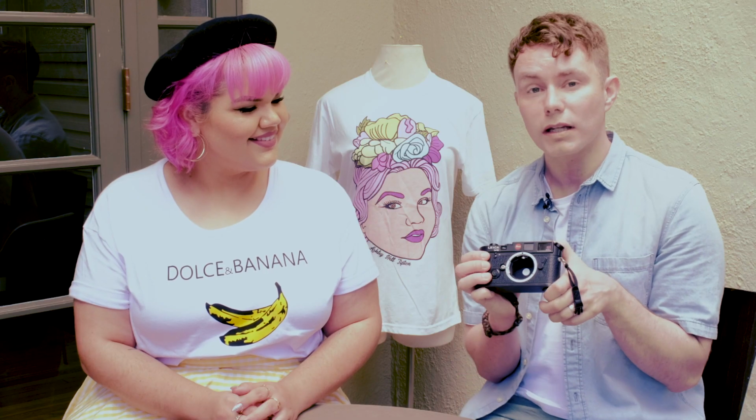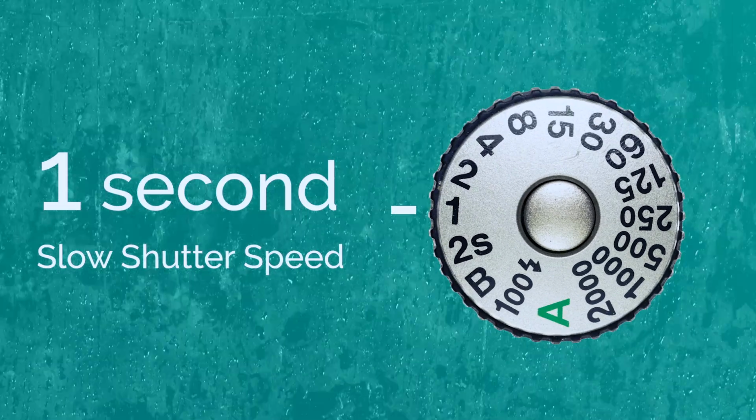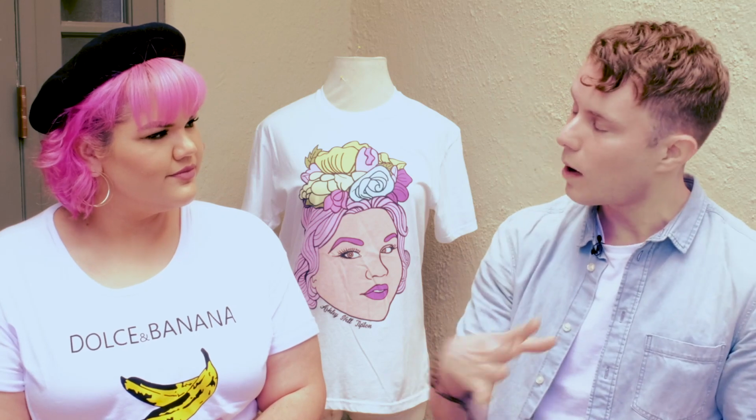So, when you are dealing with movement, you can either do a slow shutter speed, if you want to capture blurs and trails and that kind of artistic kind of stuff. 1 second is an ideal slow shutter speed. Like if you were walking and your skirt was moving, it would look really beautiful and have a blur.